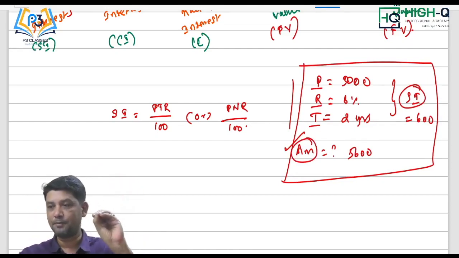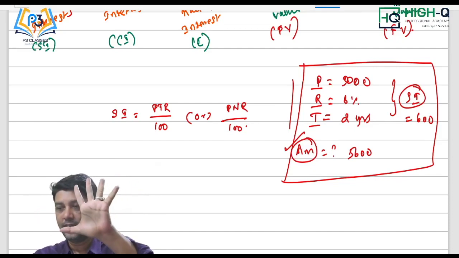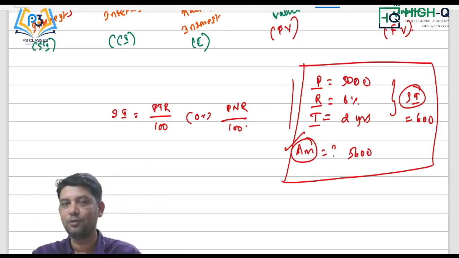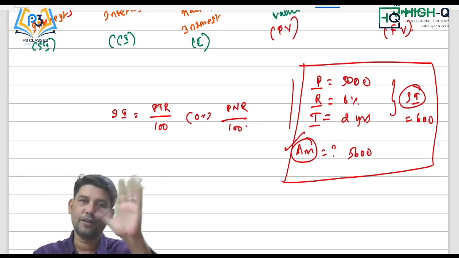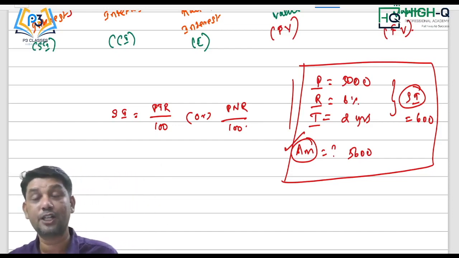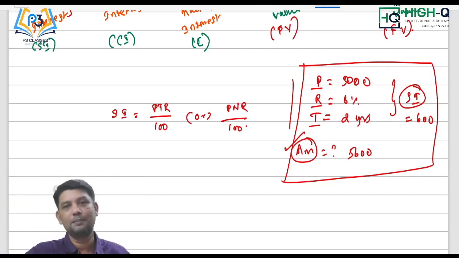Basic type problems, how they are, I'll tell you. Out of these 5 pieces of information, any 3 will be given to you. They may ask you to find out the remaining 2. That is a basic sum. We have to find out the 4th and the 5th information. That is what simple problems and basic type simple interest questions are.